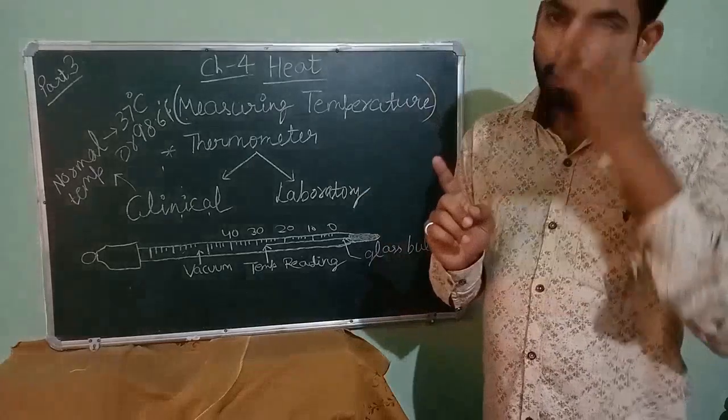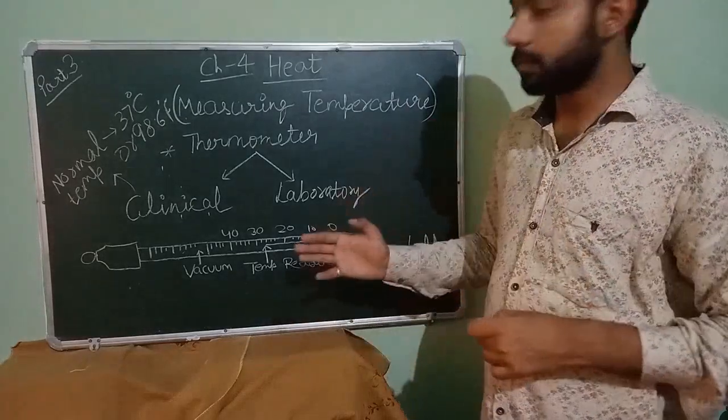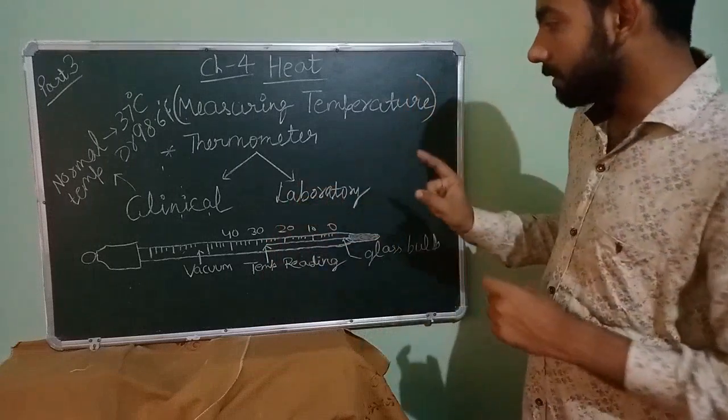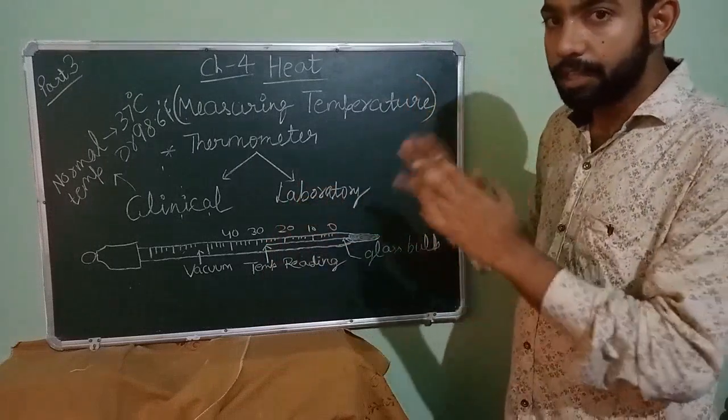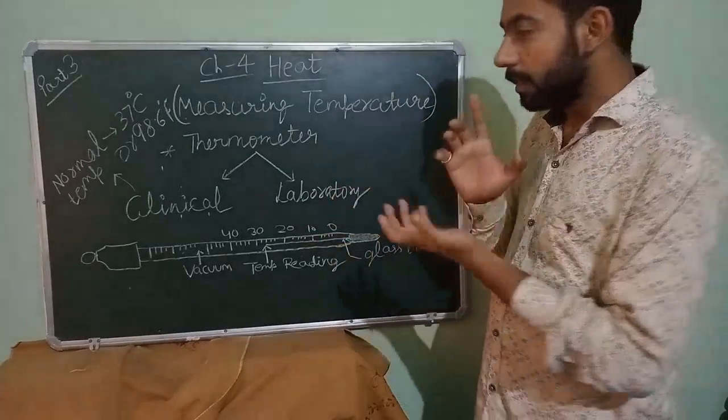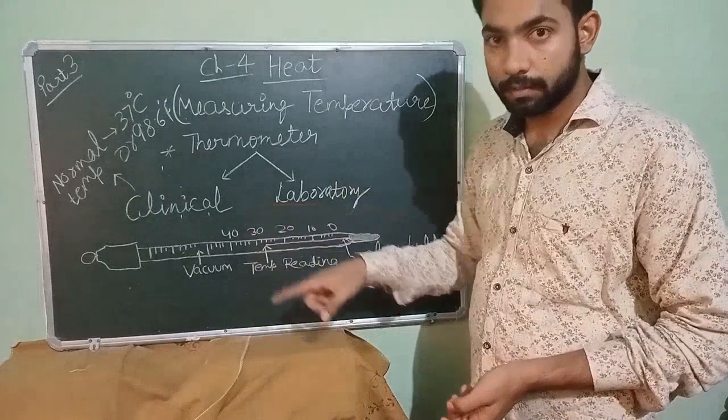There are 3 reasons why we use mercury in laboratory thermometer. These reasons are: number 1, mercury expands evenly when temperature rises. Number 2, it does not stick to the glass.